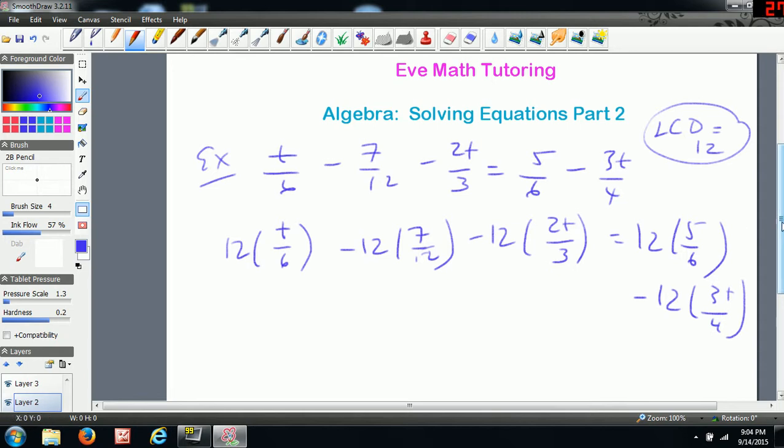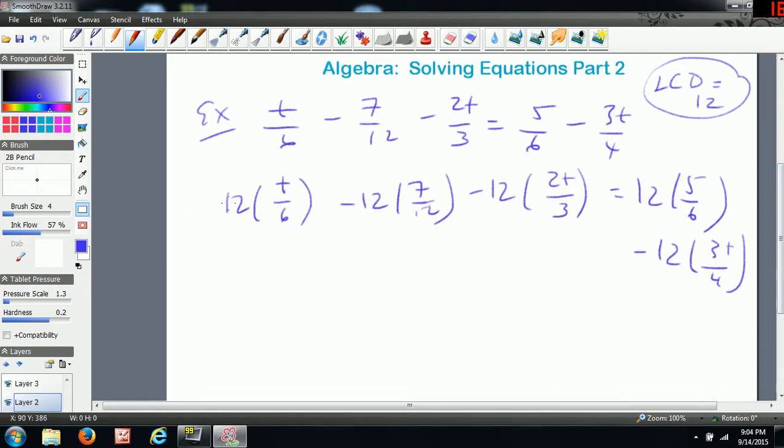So we multiply everything by 12. So 12 divided by 6 is going to give us 2t. So then we just start to simplify. These will cancel. 12 divided by 3 is 4, times 2 is going to be 8t. 12 divided by 6 is 2, times 5 is going to be 10. 12 divided by 4 is going to be 3, times 3 is going to be 9.